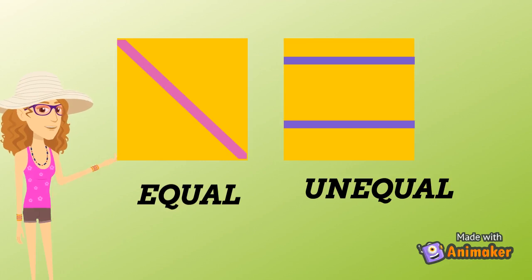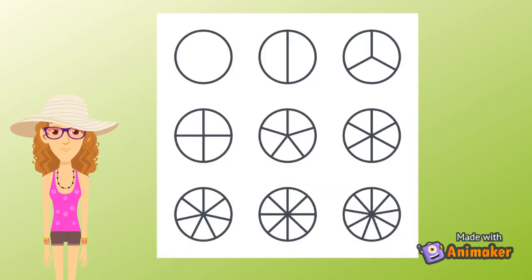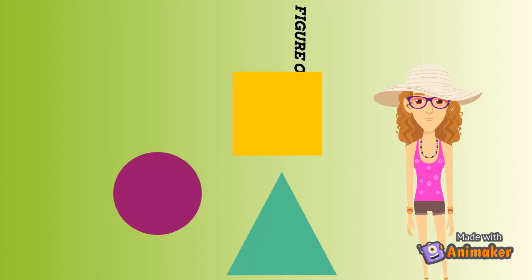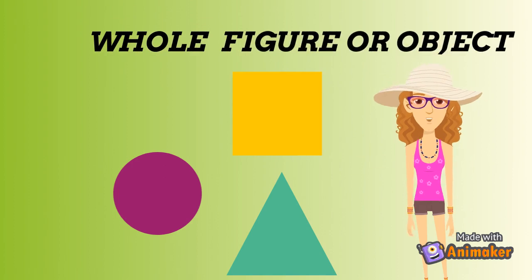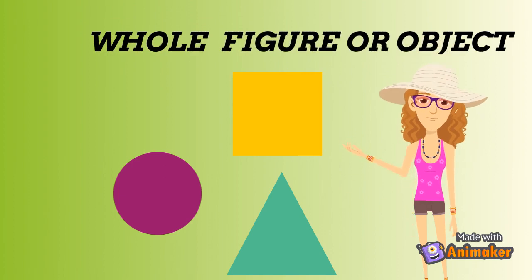A square can be divided into equal or unequal parts. A circle can be divided into 2 parts or 3 parts or 4 parts or 5 parts or even more parts. We can divide any objects into equal parts and then show fractions.